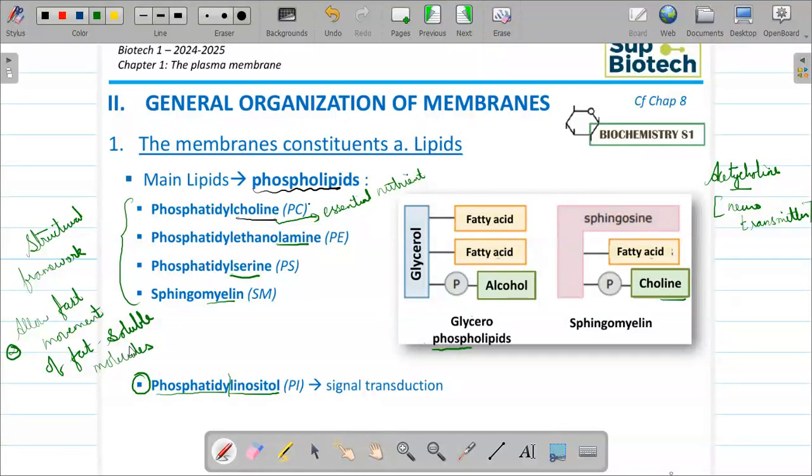So they are actually a structural framework. That means they give mechanical support to the cell. That's it. Especially to the membrane part of a cell, that is the plasma membrane. It allows even the non water soluble. Water soluble can pass through.